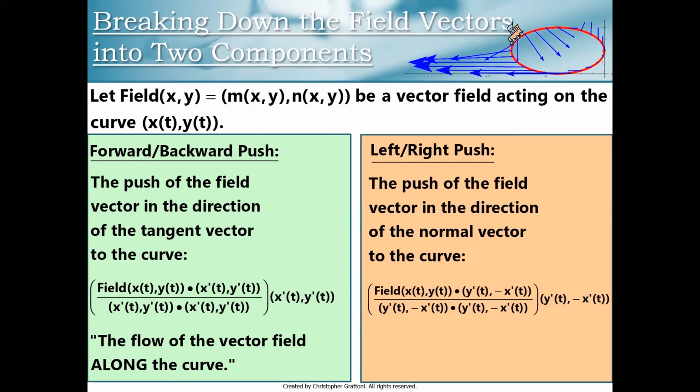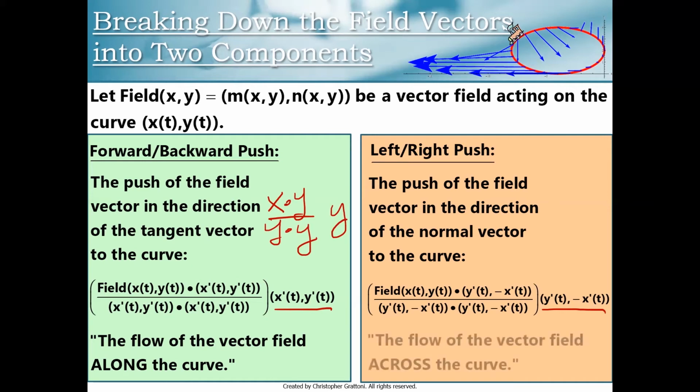I'm just looking at how the field vector is acting on tangent vectors and how the field vectors are acting on our normal vectors. So, it's just that same old formula of x dot y over y dot y times y, the push of vector x in the direction of y. But in this case, our vector is either the tangent vector or the normal vector. And this is going to become such a big idea in this course that we actually associate a phrase to these formulas. The first formula, for the push of the field vector in the direction of the tangent vector, we call the flow of the vector field along the curve.